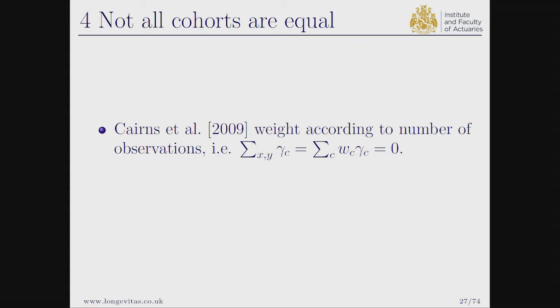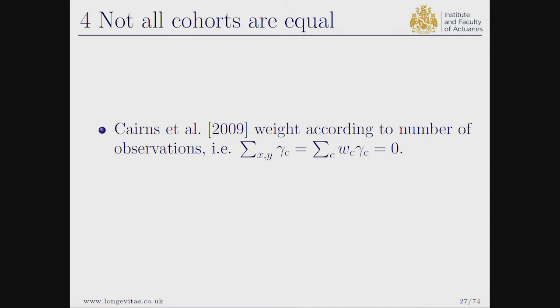In 2009. It's a paper in the North American Actuarial Journal, a very well-known one. And what they did was they said that actually the sum of the cohort terms should weight according to the number of times the cohort term actually appears in the data. So if a cohort has 30 observations, it has a WC, a weight value of 30. But if a cohort term only has five observations, it only gets a weighting of five. And this way, the cohorts at the edges with few observations get correspondingly less weight in the calculation.